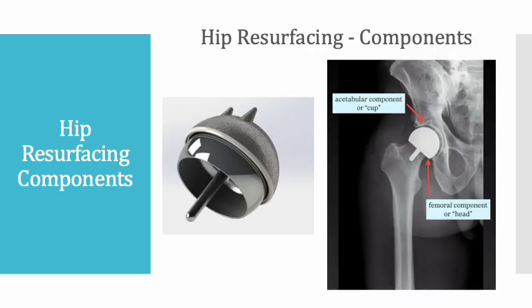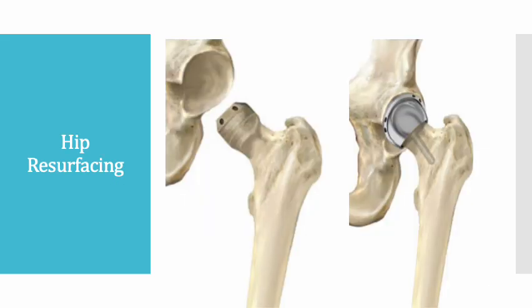To review the components used during a hip resurfacing procedure, there are 2 components utilized at the time of surgery, one of which includes a highly cross-linked vitamin E polyethylene acetabular cup and a cobalt chromium alloy femoral head. Now, I will briefly review the steps involved in a hip resurfacing procedure. There are some similarities and differences when compared to a total hip replacement, which I will review.